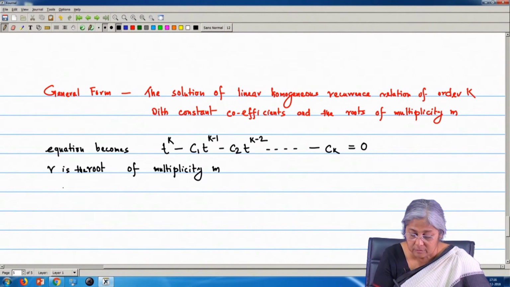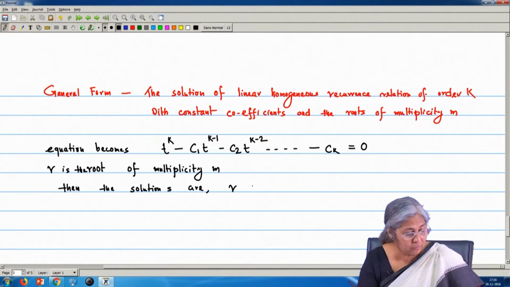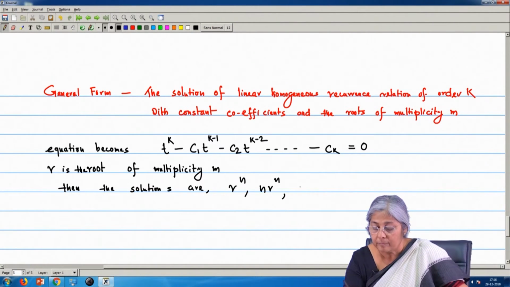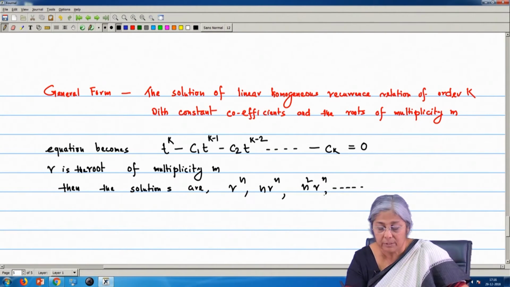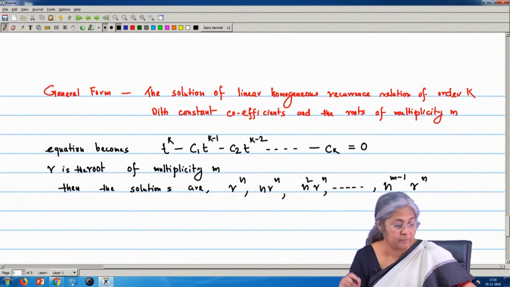Then the solutions are r to the power n, n r to the power n, n square r to the power n, and so on up to the multiplicity m. So, I get n to the power m minus 1 r to the power n.